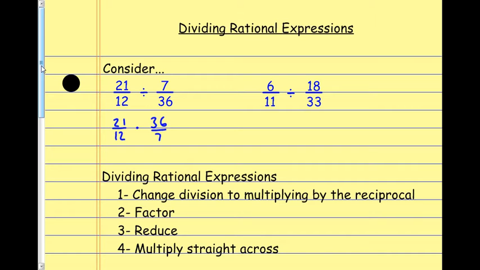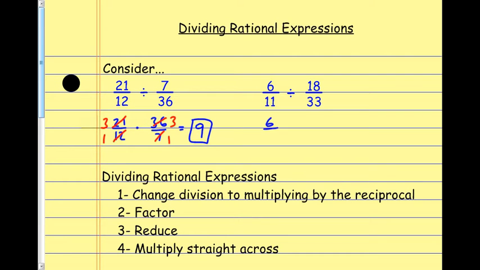I do the same kind of reducing that I always do. I cross-reduce. The 21 and the 7 reduce to a 3 and a 1. I cross-reduce here. I can reduce this to a 1 and a 3. And now I multiply straight across. That gives me a 9 over 1, which is just 9. Okay?